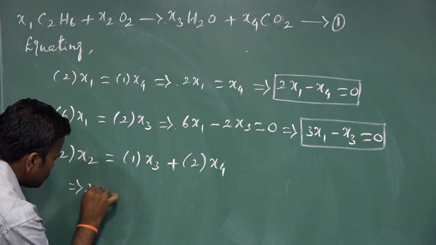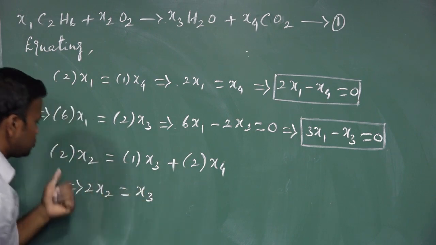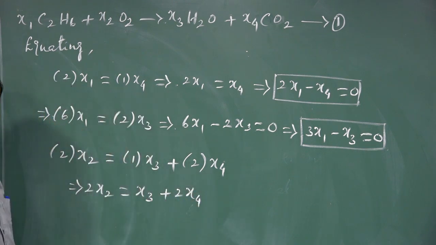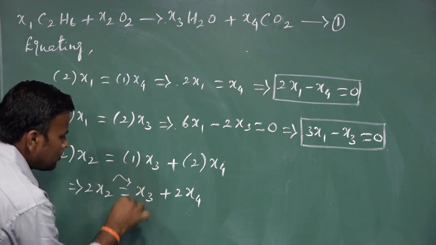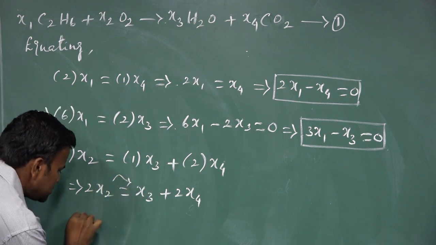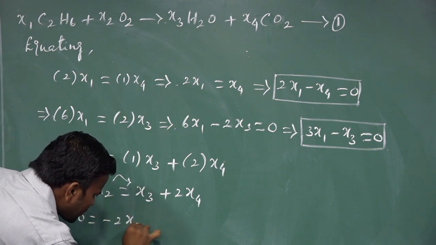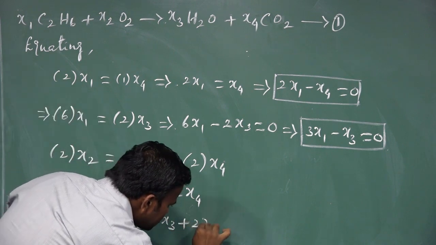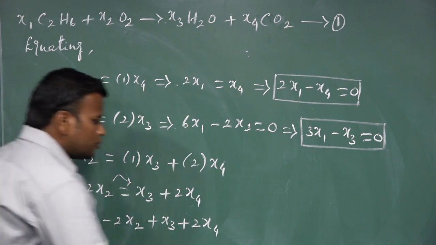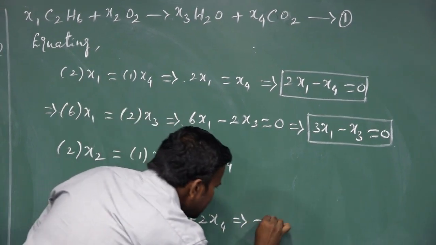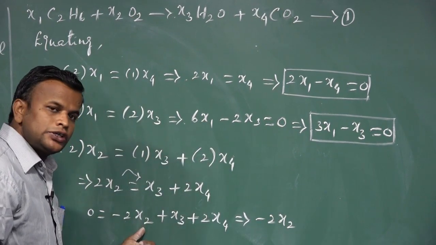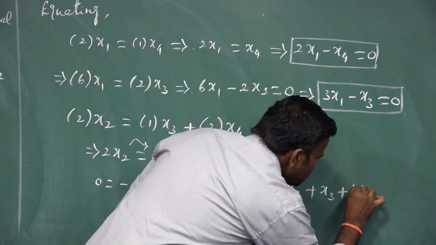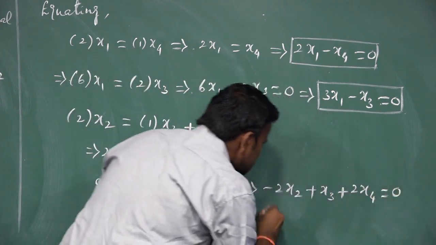So we write 2x2 is equal to x3 plus 2x4. The simplification is your choice. I will take that value to the RHS, so 0 is equal to minus 2x2 plus x3 plus 2x4. We write it as minus 2x2 plus x3 plus 2x4 is equal to 0.